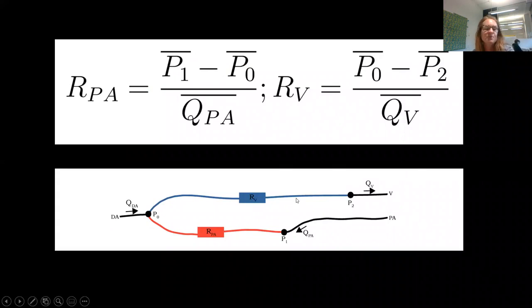We started to come up with a way that we could quantitatively assess different fistulas. And the one that seems to work the best is based on a type of resistance. So using our CFD results, we calculate a resistance for both the arterial section and the venous section based on a pressure difference and a flow rate.